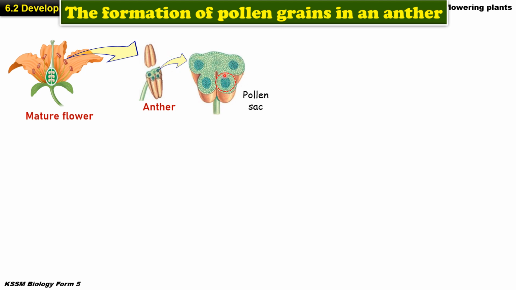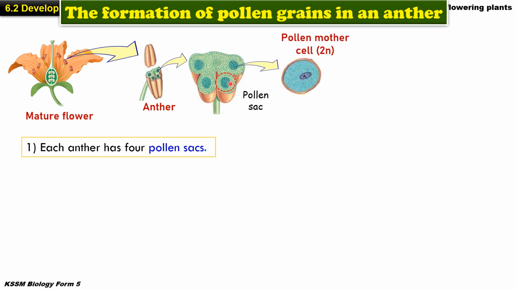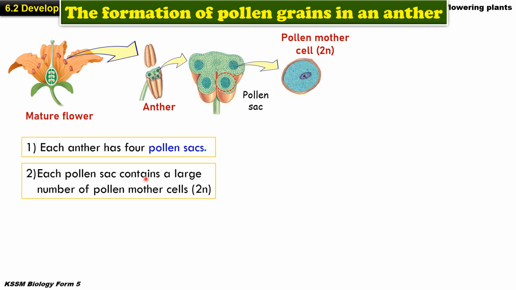Okay, so this matured flower, you lukis pula. Okay, we focus on the anther. So, lukis sikit anther. Dah? Okay. And then, selepas tu, we zoom in, we focus on the pollen sac. So, we know that each anther has 4 pollen sacs. 1, 2, 3, 4. Boleh nampak? 4 bulat warna turquoise color. Okay, and then yang ni lukis tau.